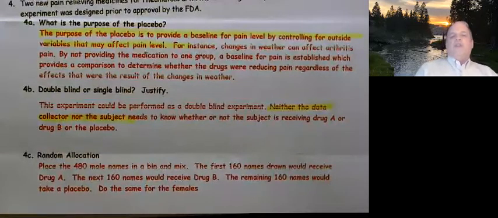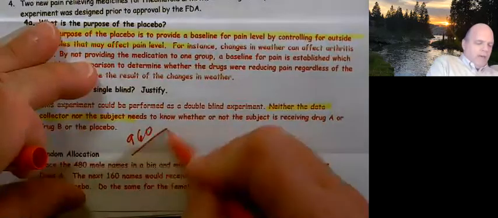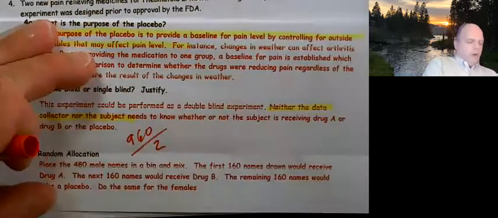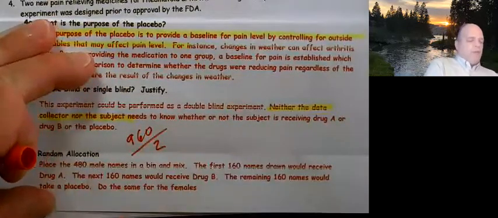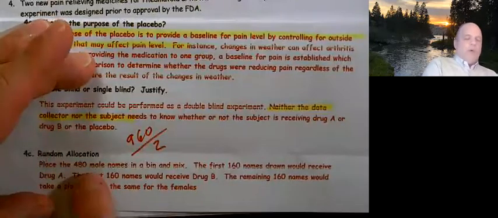Their first 160 names would receive drug A. The next 160 would receive drug B, and the remaining 160 would receive the placebo. We would do the same for the females. Notice we started off with 960, and I divided it by 2, so I'd have half males and half females, because remember, we started off by blocking. So I blocked, and I had 480 males.